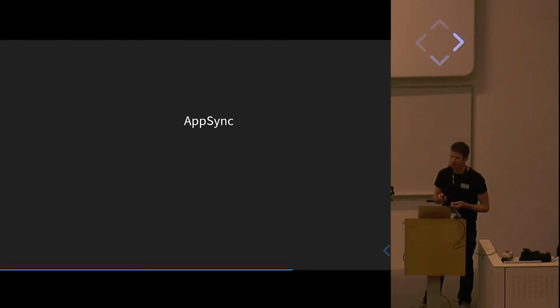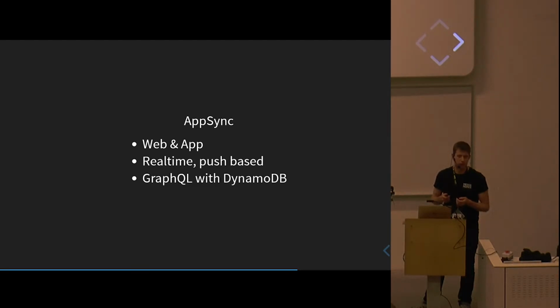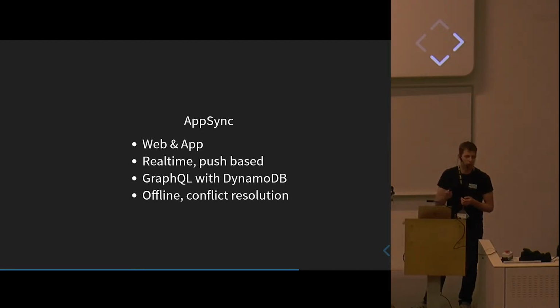AppSync, this is relatively new. It is from Amazon, and I think it tries to compete with Firebase. It's also focused on web and app. It's real-time and push-based, and it uses GraphQL and DynamoDB. That's the core of the entire system. You can also use it offline, and it has conflict resolution. So if you add something on one device and something on another device, it will just combine it.